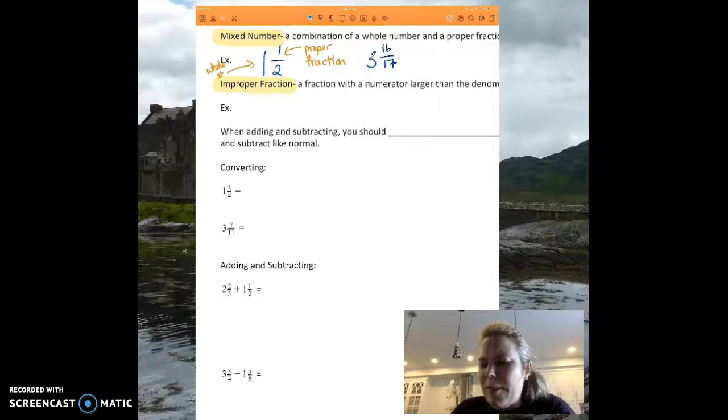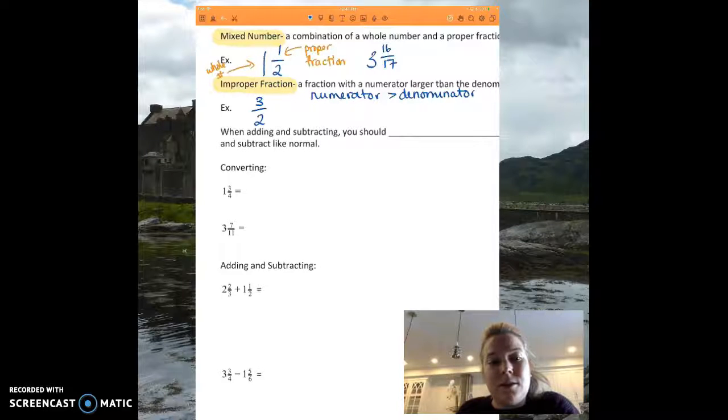Okay, so let's look at the next thing, which is an improper fraction. So now remember we said that a proper fraction has the numerator smaller than the denominator. And for an improper fraction, the numerator is larger than the denominator. Okay, and that's important to keep in mind. So for example, 3 over 2 is an improper fraction.